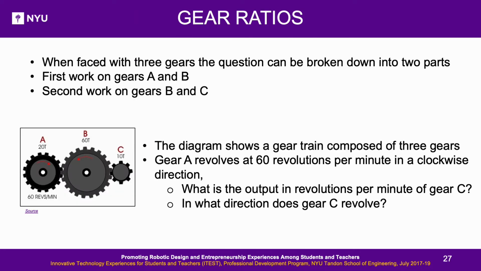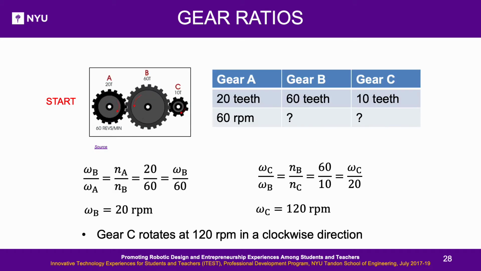Gear ratios. To calculate gear ratios of a gear train of 3 gears, first work on gears A and B and then on gears B and C. For the system shown, gear A revolves at 60 revolutions per minute in a clockwise direction. What is the output in revolutions per minute of gear C? In what direction does gear C revolve? First, consider gears A and B and then calculate omega B. Now, consider gears B and C and then calculate omega C. Gear C rotates at 120 revolutions per minute in a clockwise direction.